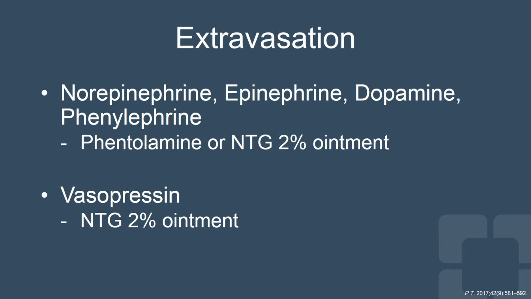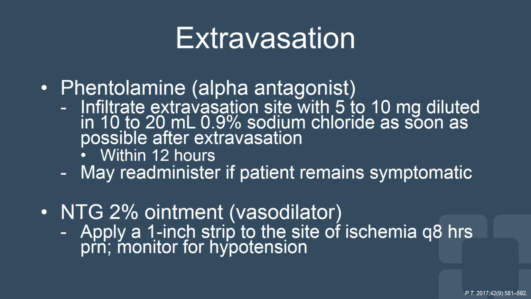ointment. If we use vasopressin and it extravasates, we can use nitroglycerin ointment only. Now, the reason for that is because phentolamine is an alpha antagonist, and so those previous drugs all had alpha properties associated with them, whereas the vasopressin does not have any alpha properties associated with it. Therefore, you need a true vasodilating agent.